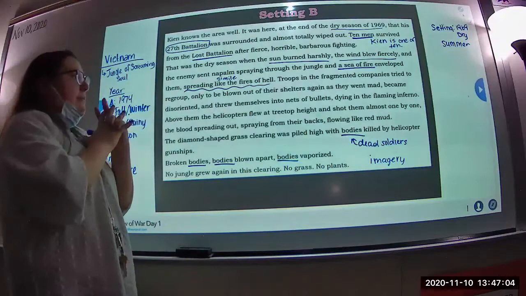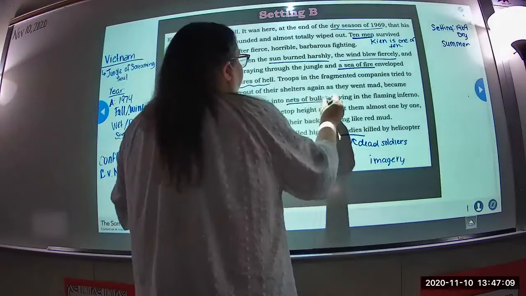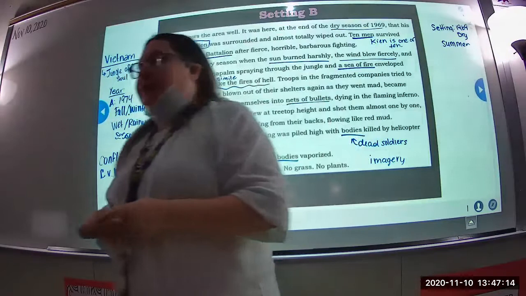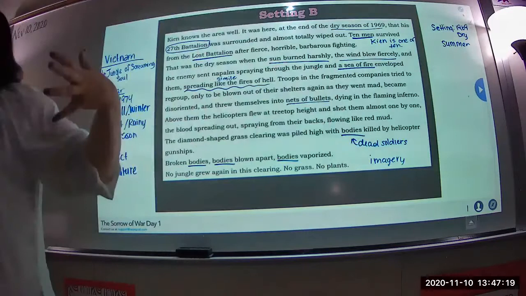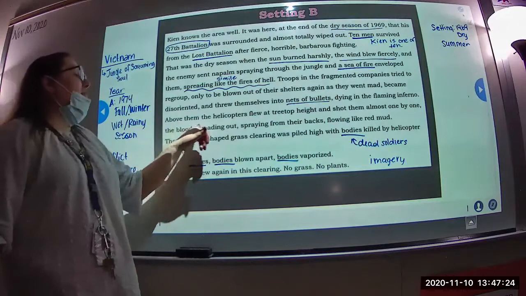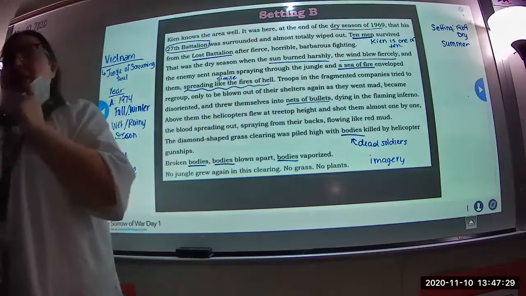Nets of bullets. What does this indicate? Threw themselves into nets of bullets. They just gave themselves a line of fire. Yeah, but it's not just a couple of bullets, right? It's a whole field of it, right? Then it says, above them, helicopters flew at treetop height and shot them one by one. Do these guys stand a chance?